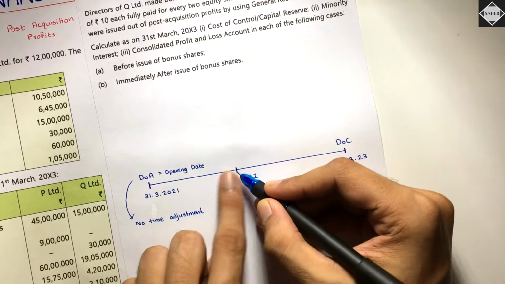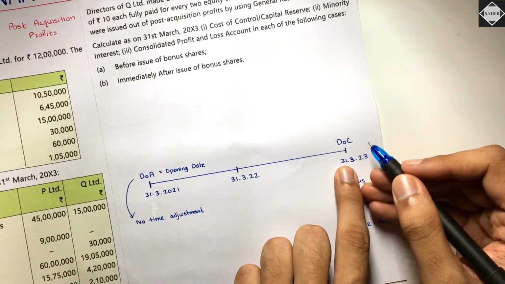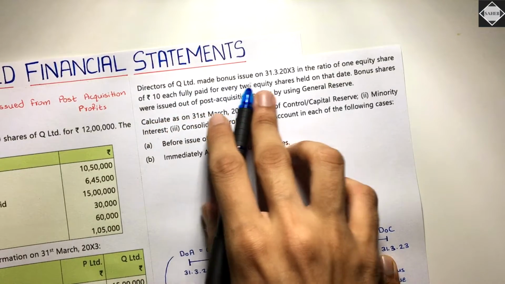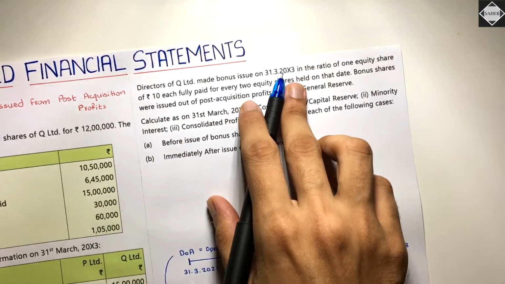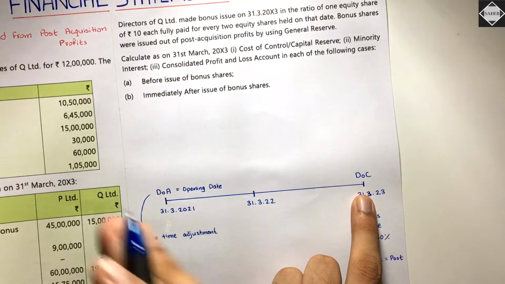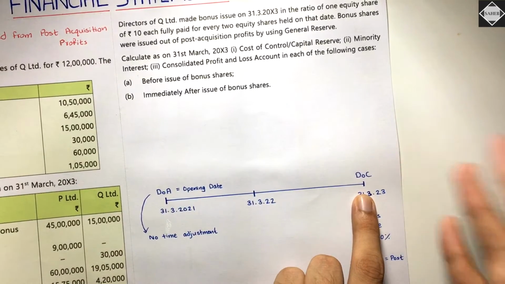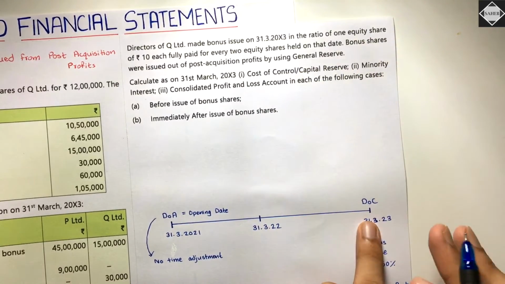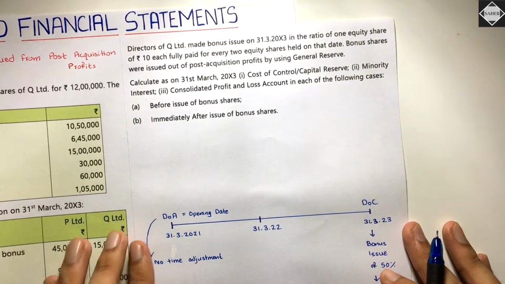See, 1 year passed, 2nd year passed, here bonus issue is happening, isn't it? See, directors of Q Limited, the subsidiary, went for bonus issue on 31st March 2023. That's on the date of consolidation at last, after 2 years since the acquisition. So that is why bonus is given out of post-acquisition profits by using the general reserve.